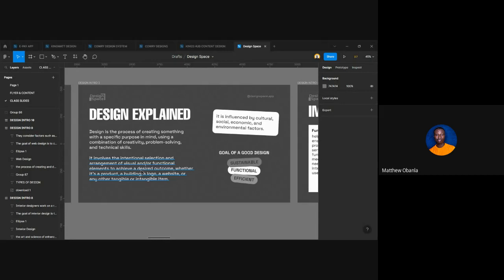So design is the process of creating something with a specific purpose in mind, using a combination of creativity, problem solving, and technical skill. So look at those things. Like the definition mentioned, it is the process of creating something with a specific purpose in mind. When you are designing a cup, for instance, there are some cups that are designed that have handles. Some cups have handles. Some cups do not have handles. So every one of them has a purpose.